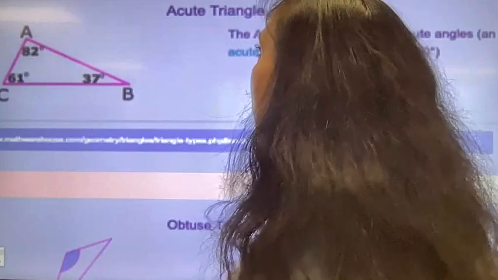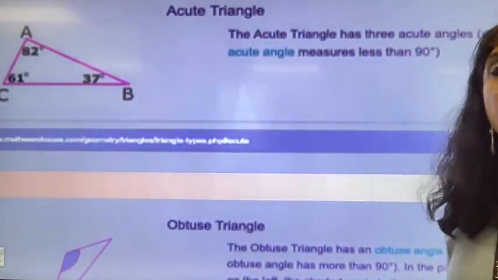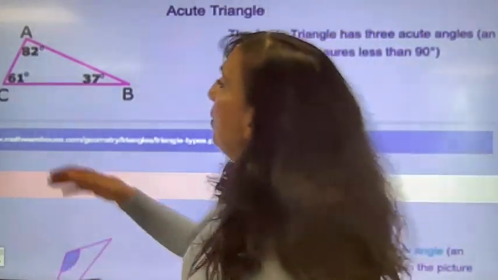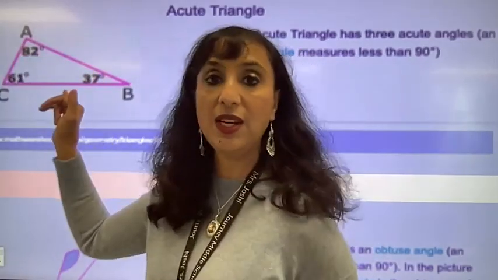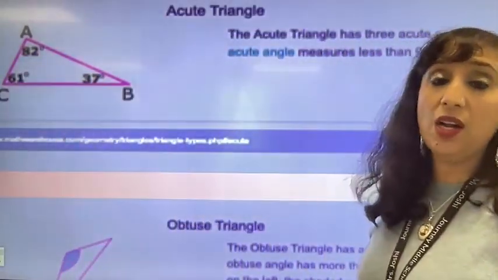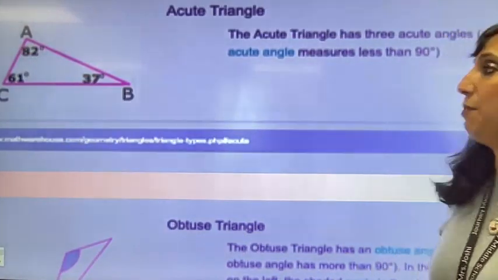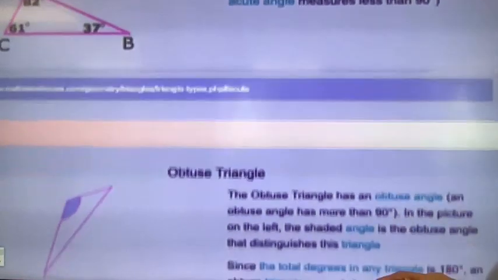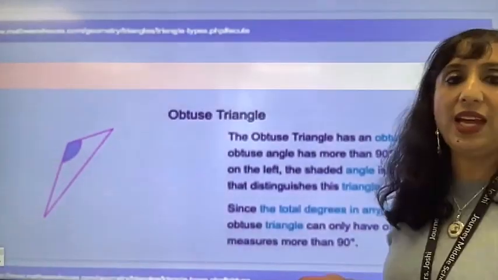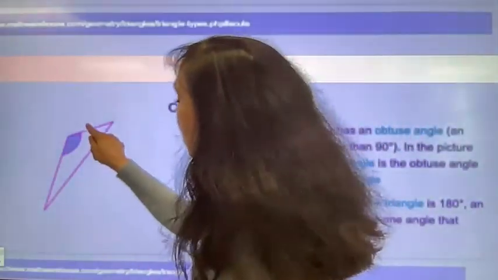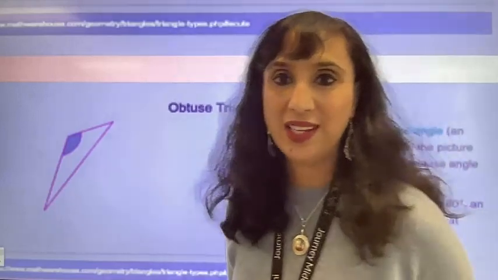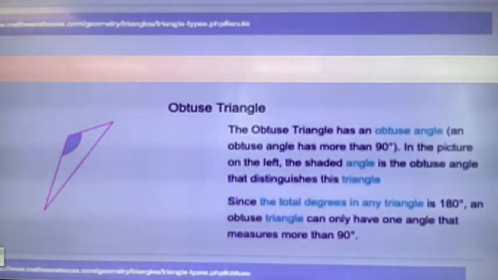All right. Here we have an acute triangle. It has three acute angles. That means they measure less than 90 degrees. So you have 61, 82, 37, etc. Okay, all of the angles over here you can see they are measuring less than 90 degrees. So that's an acute triangle. An obtuse triangle will have one of the angles which is greater than 90 degrees. So one angle will be greater than 90 degrees. Okay, the others will obviously be acute. Otherwise, how will that triangle close? All right.